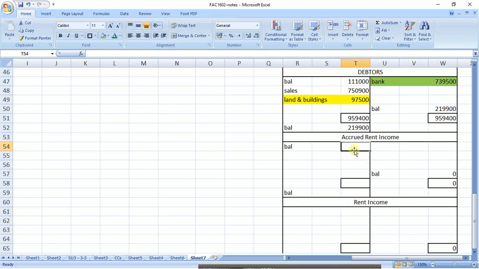Okay, so give me the accrued income. It's 1,200 at the beginning and 600 at the end. Okay, fine. So which side's bigger? The left. Yes, this side is bigger. So you're going to say 1,200 minus 600 gives you 600. And that's going to go to rent income.